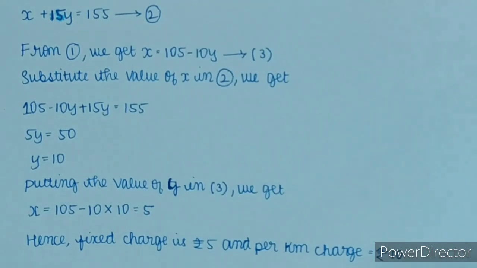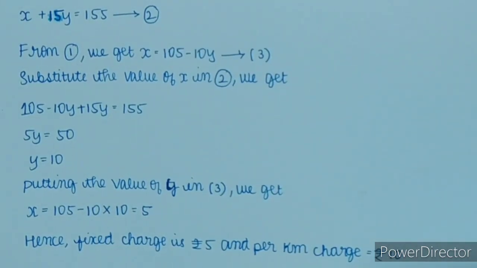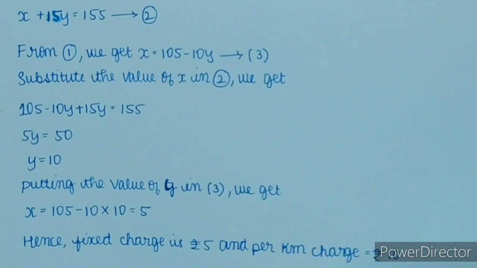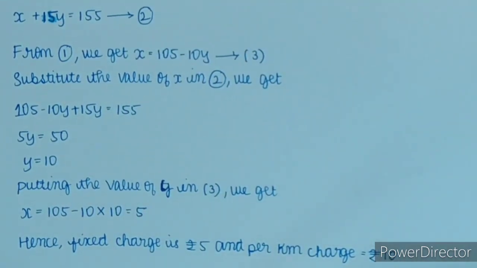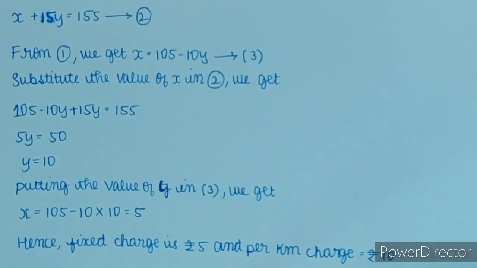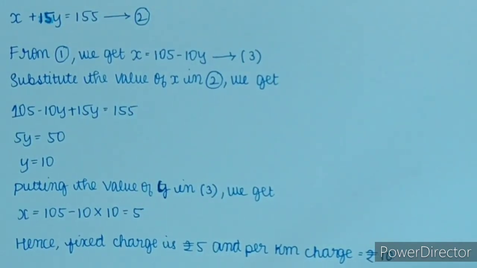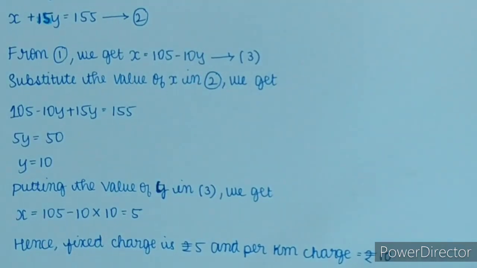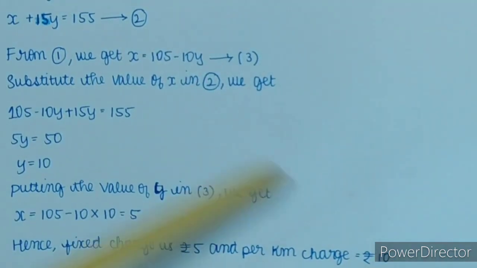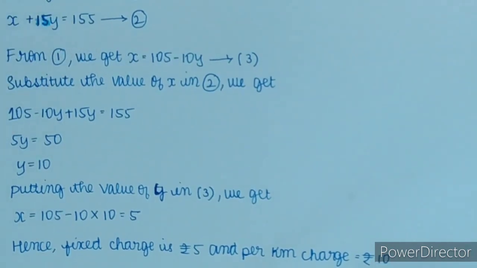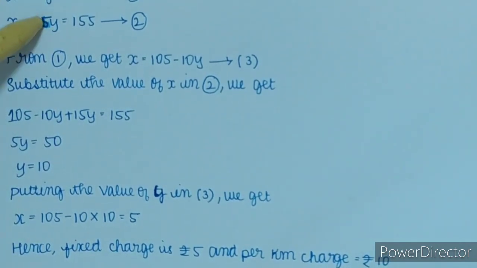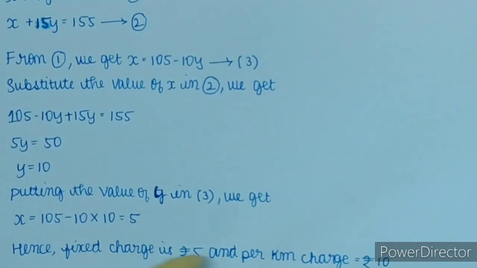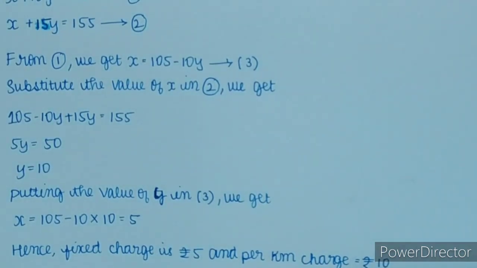Now, I am going to give you a small task. This is a simple self-evaluation test for you. If you have understood the question well, you can surely do it. The next part of the question is: how much does a person have to pay for traveling a distance of 25 km? We have found out the fixed charge and per kilometer charge, and we have also formed these two equations. You need to study this question well and keenly look at the two equations and how we got the fixed charge and per kilometer charge. You can surely get the answer for this question.